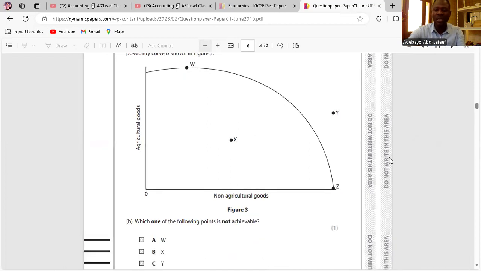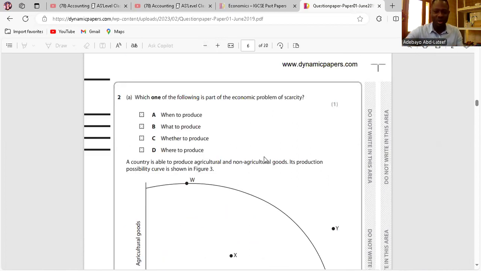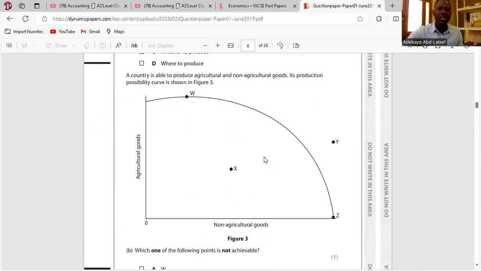And you know what a PPC represents? It represents the combination of 2 goods. Here we have agricultural goods and non-agricultural goods that can be produced if all resources are fully utilized or employed. That is what a PPC curve represents. So here we have point W, point Z, point X, point Y. Point W means we are producing more agricultural goods, producing none of the non-agricultural goods. Point Z means we are producing more non-agricultural goods, producing few agricultural goods.